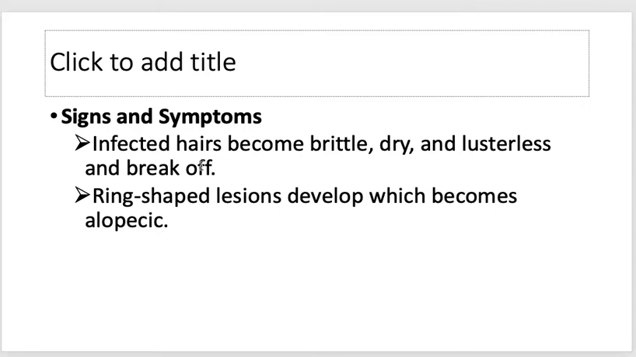The area where this fungus has developed a lesion, around the lesion, or the whole part of the lesion, becomes alopecia.